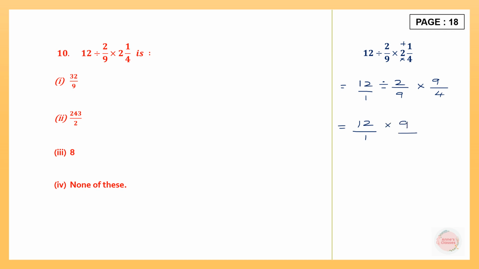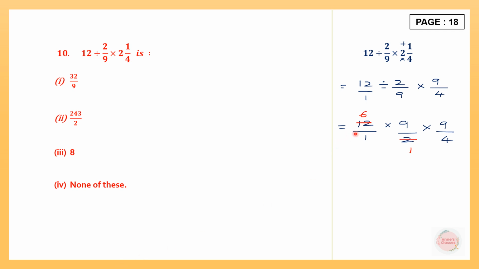That becomes 9 by 2. And the next one is 9 by 4. Now we can cancel. You know how to cancel numerator and denominator, isn't it? If they fall under the same tables. So these 12 and 2 are in the tables of 2 itself. So let's use 2 and cancel. 2 6s are 12 and 2 1s are 2.